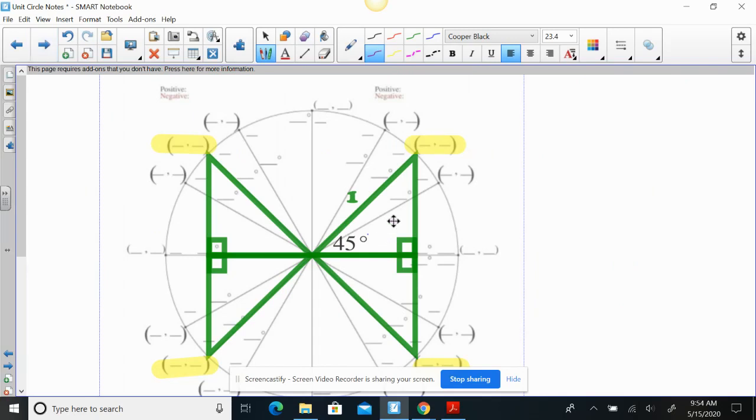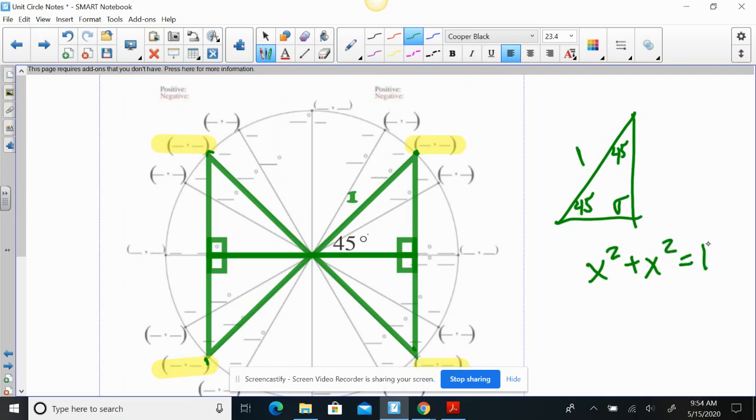If I want to use the reference angle of 45, that puts me at these points that are halfway between each quadrant. So I'm looking at this 45-45-90 triangle. My hypotenuse is 1 because I'm in the unit circle. So I could do a squared plus b squared equals c squared, and I could solve that to get what x is.